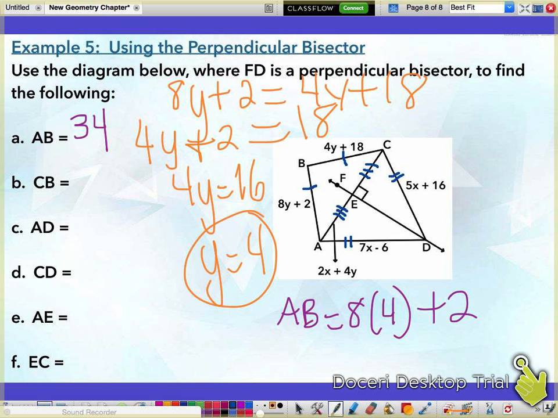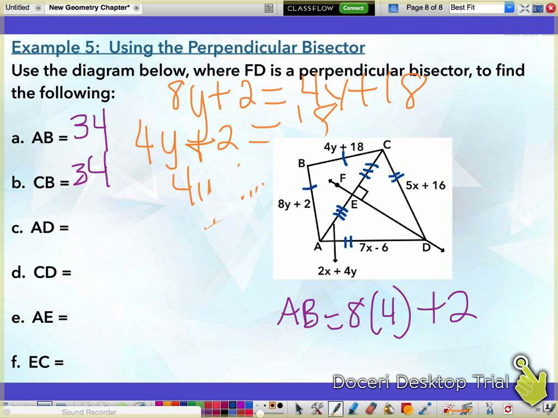Okay, well, what would CB be then? Also 34. You can plug Y into both equations and it's fine, but AB and CB are congruent. Okay, so they're both going to be 34. Okay, I'm going to erase that and do X.